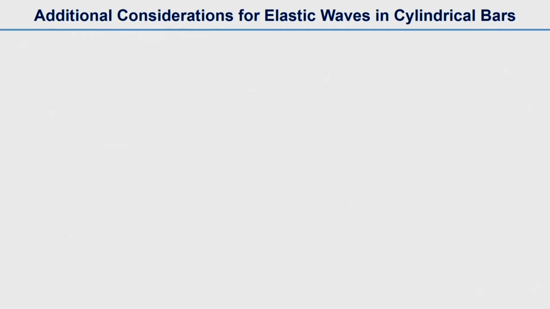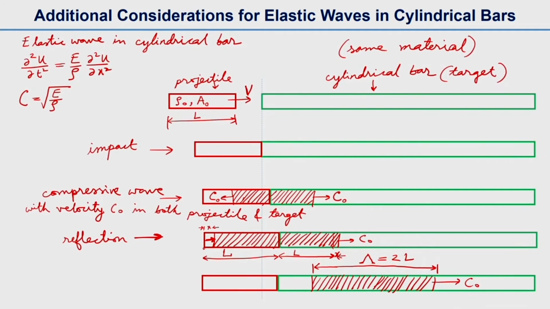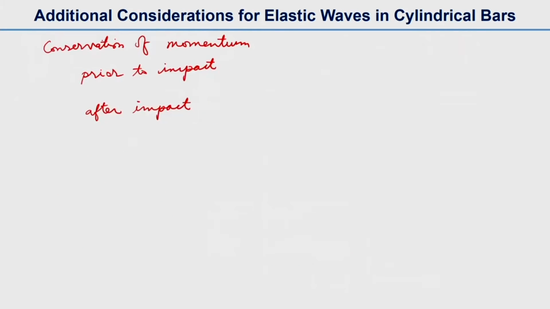So now if we use the conservation of momentum, prior to the impact and after the impact, if you see from the figure, prior to impact it has a velocity v, and that can be written as prior to impact the momentum is equal to rho naught A naught L v.